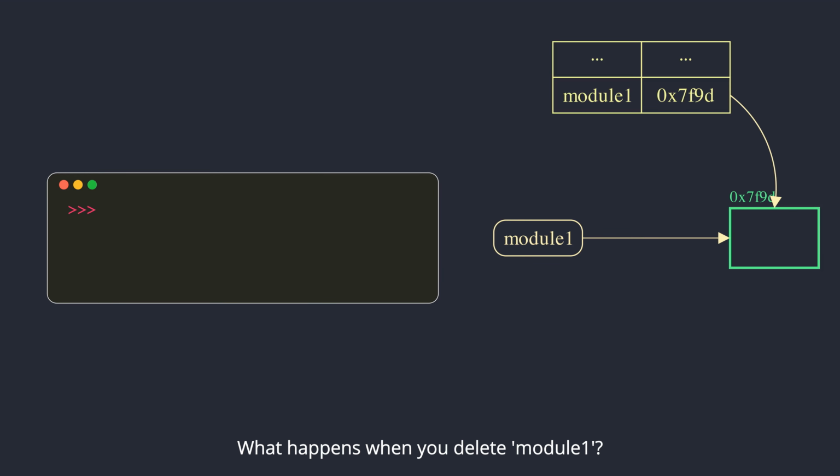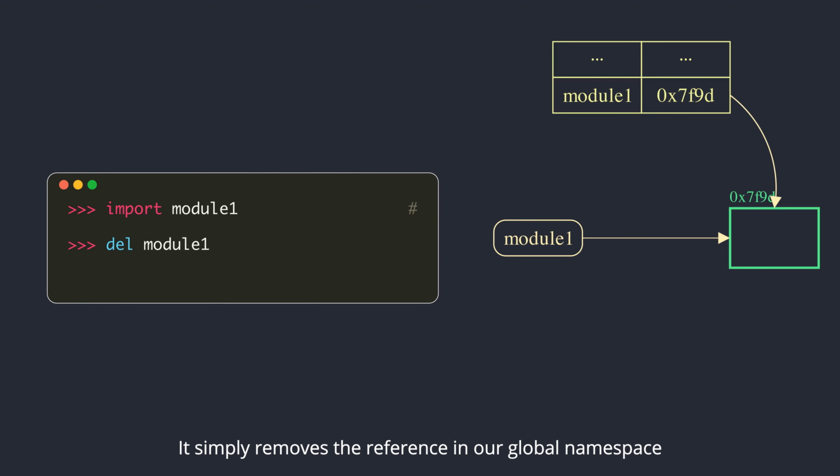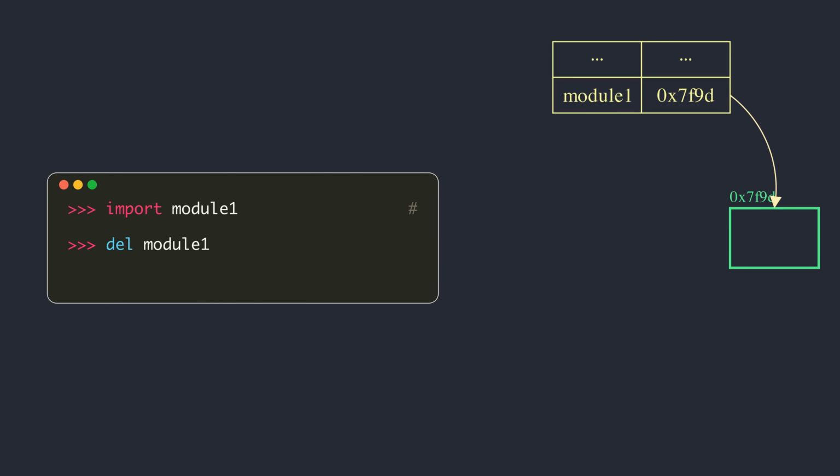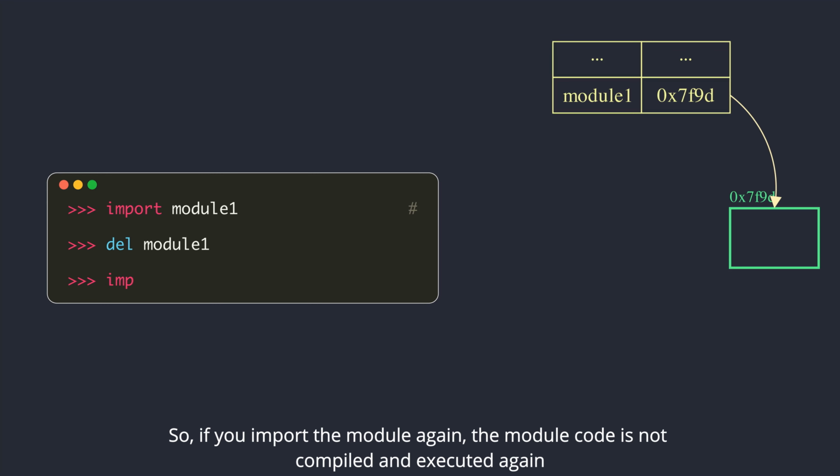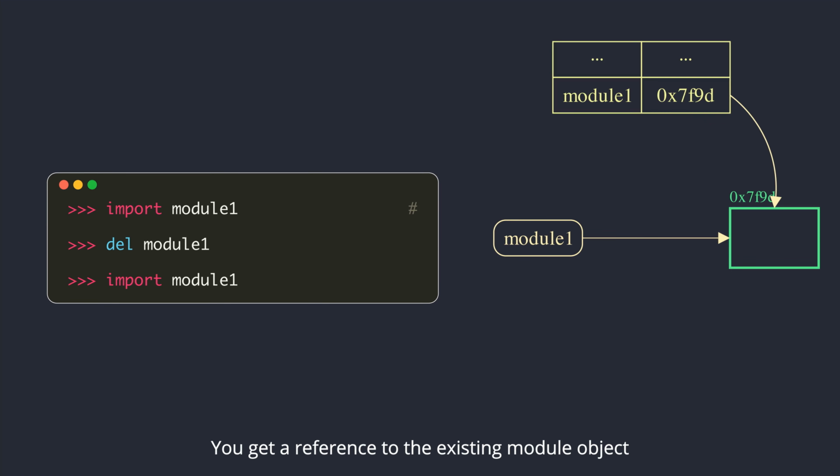What happens when you delete module1? It simply removes the reference in our global namespace. It doesn't delete the module object. This behavior is the same for any variable in Python. So, if you import the module again, the module code is not compiled and executed again. You get a reference to the existing module object.